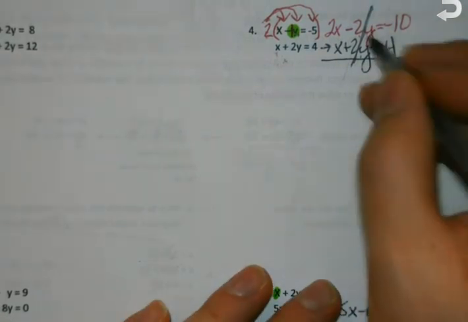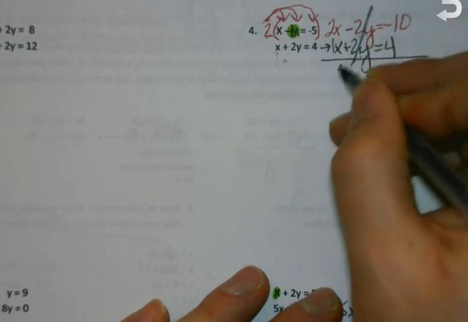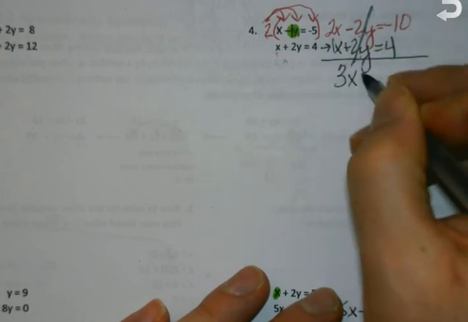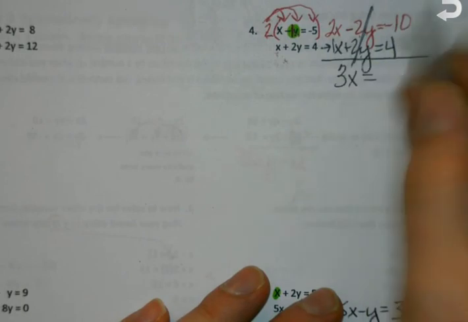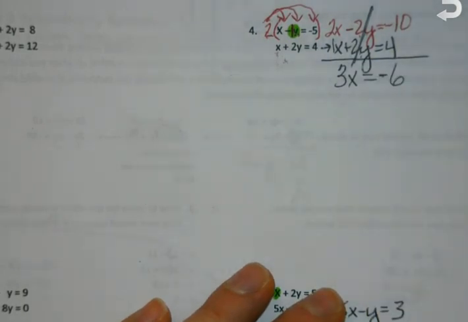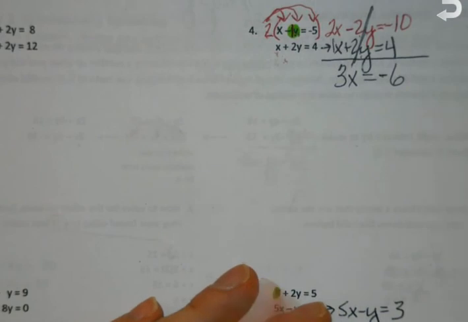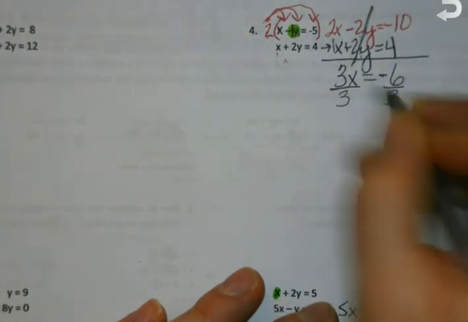Because once I get those set, now I can add down. 2 plus 1 is 3. Negative 10 plus 4 is negative 6. And then I can just finish it up. Do my divide, I'm going to have my x.